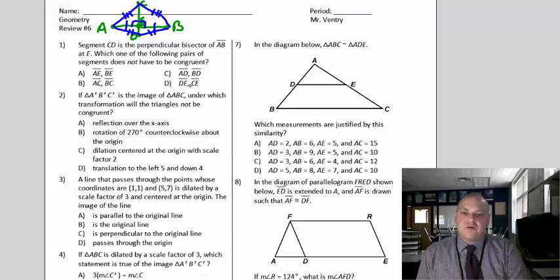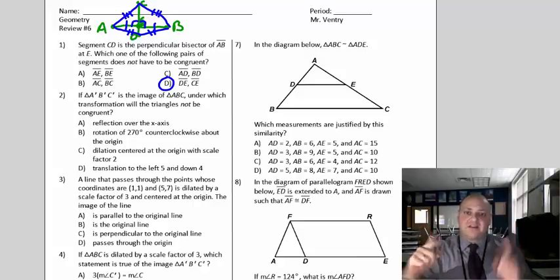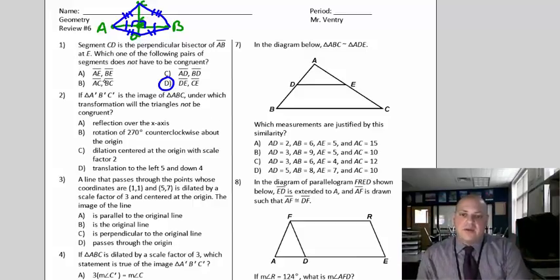So which one is not true? It is D, DE and CE. DE and CE do not have to be congruent because CD was not bisected. AB was bisected. CD was not bisected. So that is the one that would not necessarily be congruent.